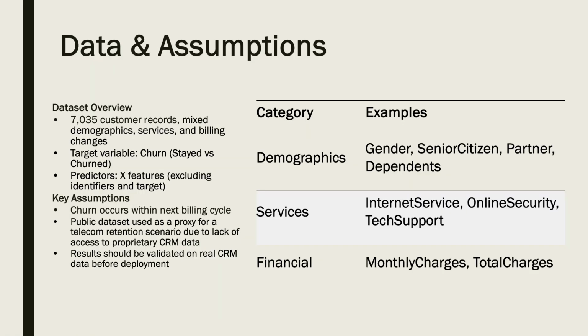After cleaning, there are 7,035 customer records. The dataset includes demographic, service subscription, and billing features, with a target of stayed versus churned. The key assumption is that the risk of churn will be assessed for the next billing cycle. A public dataset is used as a proxy because proprietary CRM data is not available, and results should be validated and tuned on real CRM data before deployment.